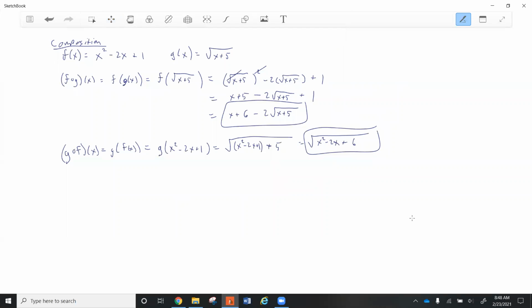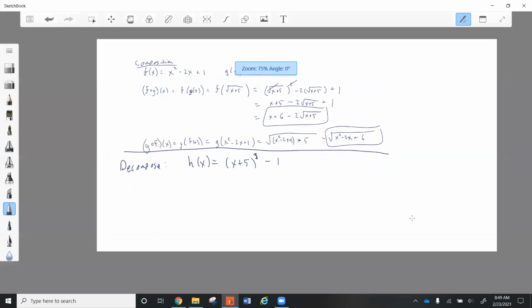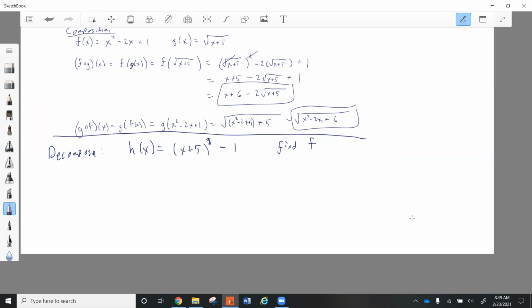Right. So last one. Let's do another decomposition. Let's decompose this function. I'll call it h again. That's kind of nice because then we can use f and g for the pieces. Let's do something like x plus 5 cubed minus 1. That's a 3 cubed. So there's a function. We want to find f and g so that h equals f composed with g. Okay, would anyone like to suggest a function for f or g or both?